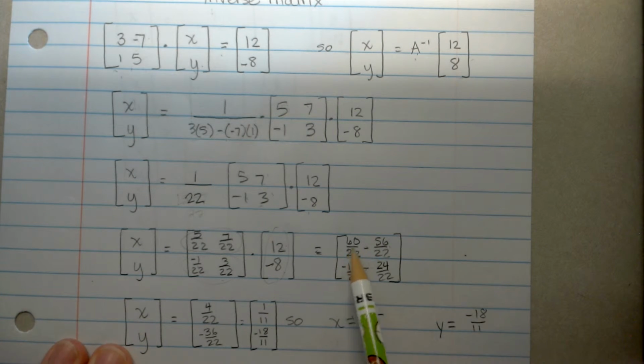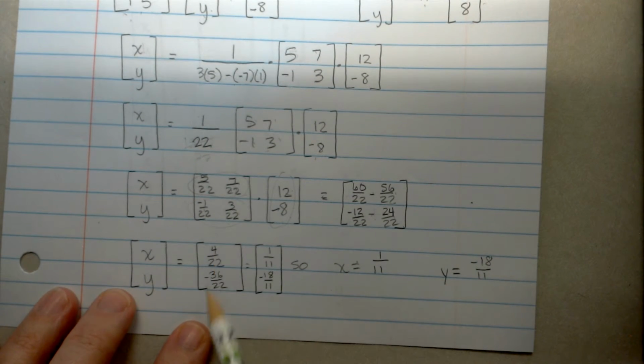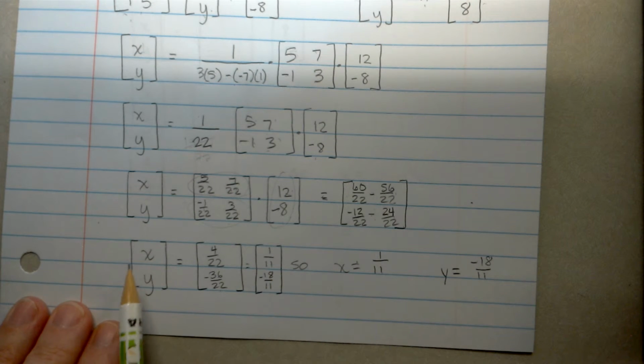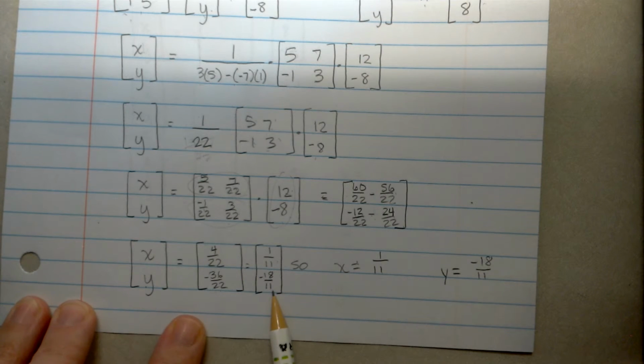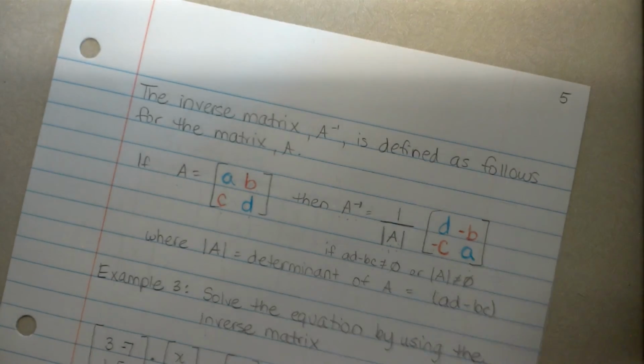Now I simply simplify. 60 minus 56 is 4. Negative 12 and negative 24 is negative 36. Now that I have these fractions, I can divide them by 2, so I get these answers. So if you look at the final matrix, x is equal to 1/11, and y is equal to negative 18/11, and that is my answer. Okay, let's look at another problem.